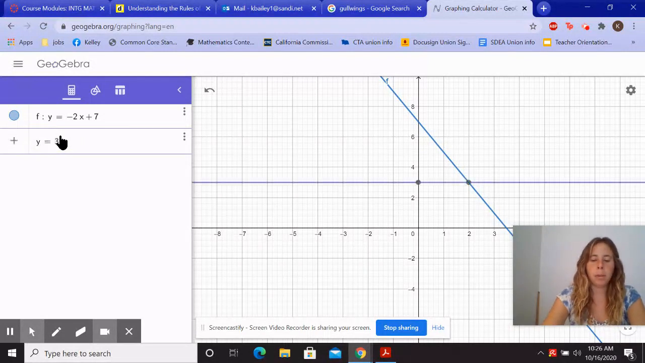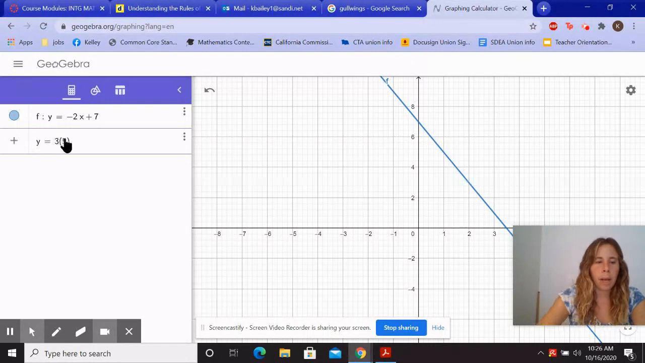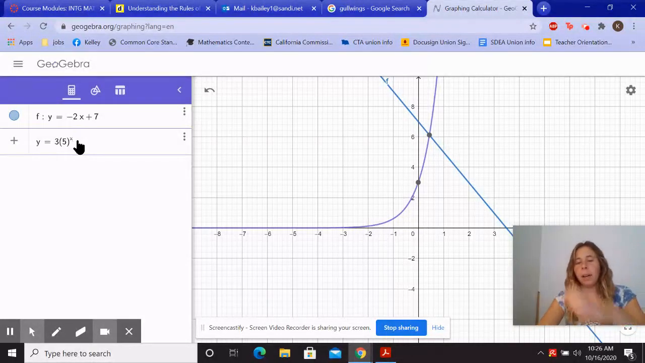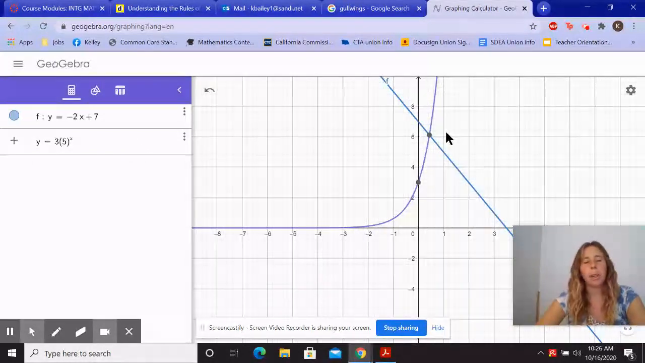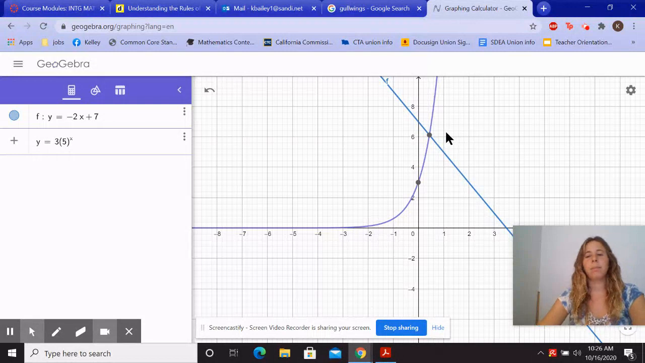Y equals 3 times 5 raised to the x power. Hey, there it is. Oh, look, they intersect. That's kind of fun. That means they're equal at that one point. I didn't know they were going to intersect. That's fun. Okay, so anyways, exponential.